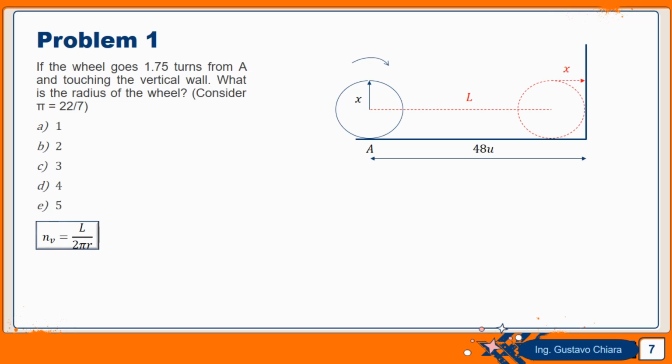The number of turns is equal to the length divided by 2πr. So we need to replace the values. The number of turns, 1.75, is equal to the length, which in the picture you can see is 38 minus x, divided by 2πx. So reducing the expression, we get that 11x is equal to 48 minus x. Reducing it all, we get that the value of the radius is 4. So for problem 1, the answer is letter D.